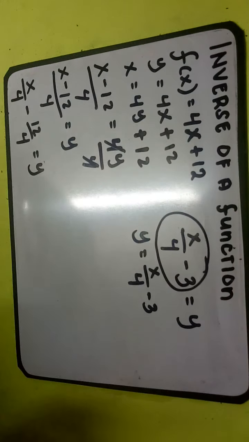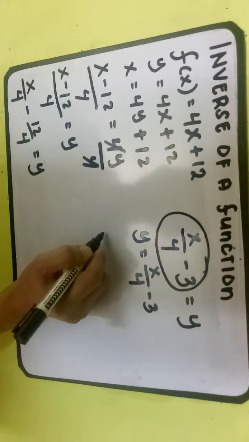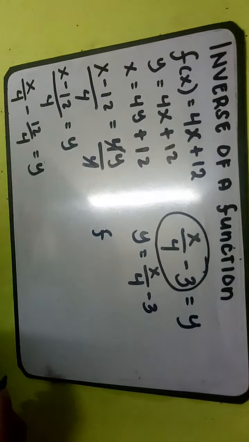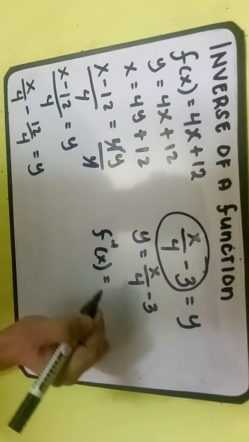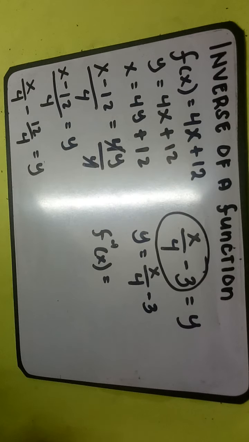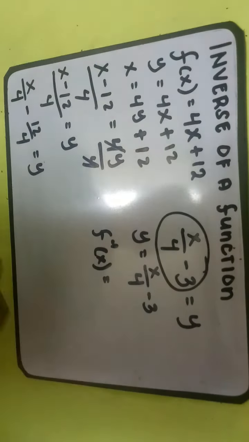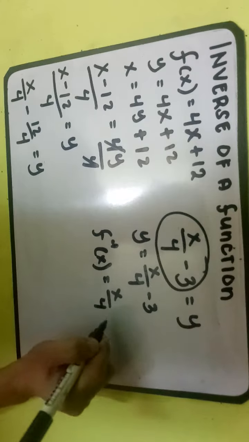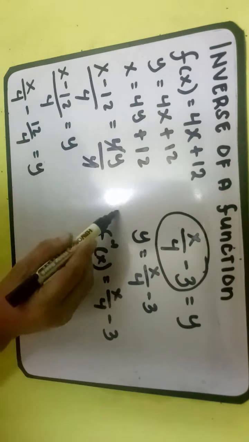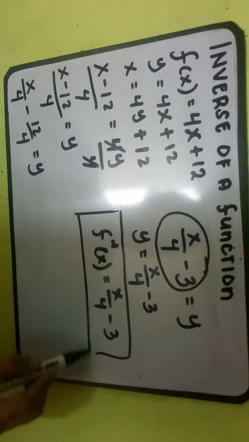And then, palitan lang natin si y ng f raised to negative 1 of x. So, ibig sabihin, ayan yung inverse function ng given function natin kanina. So, f raised to negative 1 is equal to x over 4 minus 3. So, this will be your final answer.